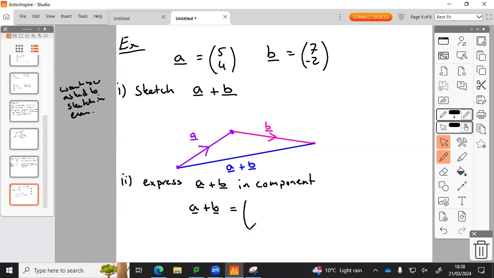So A plus B equals, bringing them together, 5 plus 7, and 4 plus, just be careful with the signs, 4 plus negative 2. I'm running out of space below that, so I'm just going to move to the side. So you get a bracket, 5 plus 7 should be 12, and 4 plus negative 2, or 4 take away 2, will just give us 2.